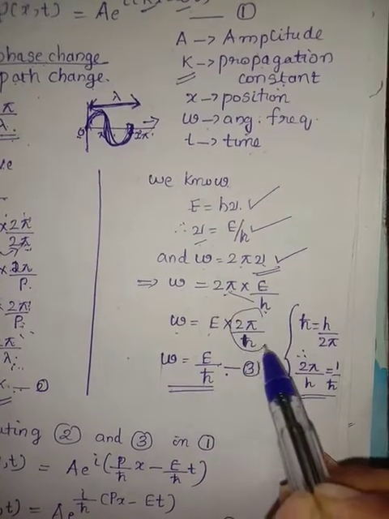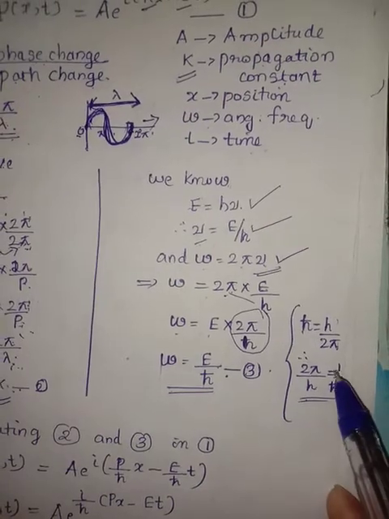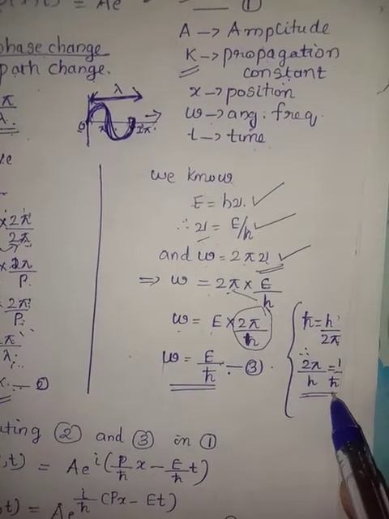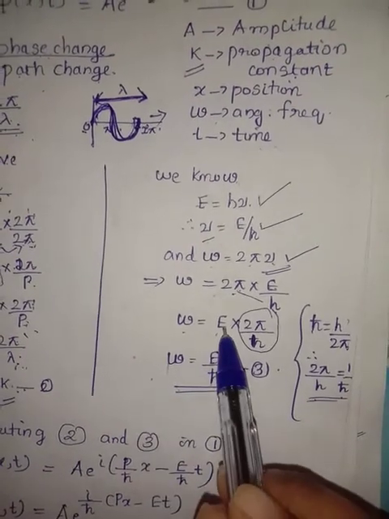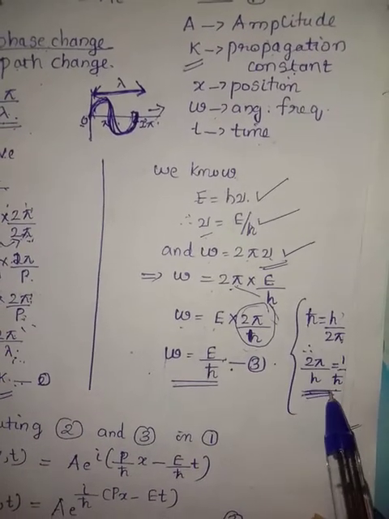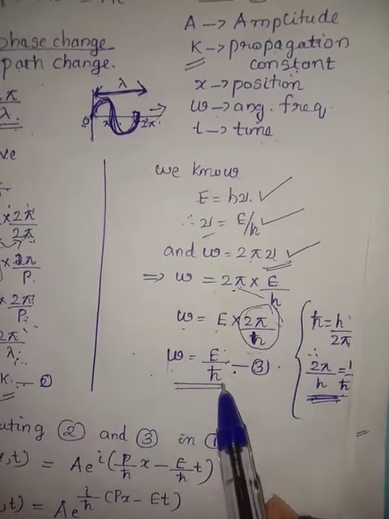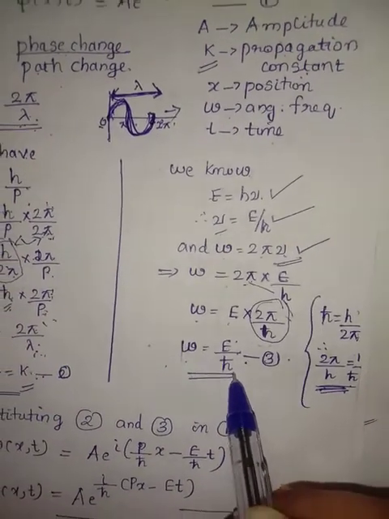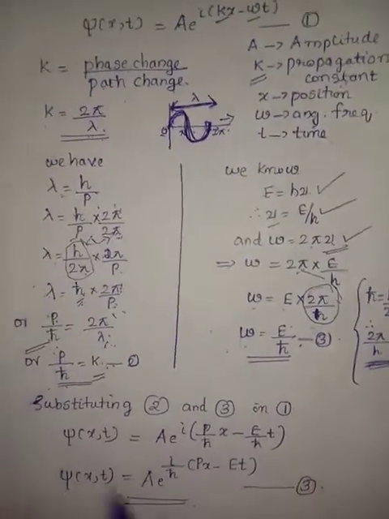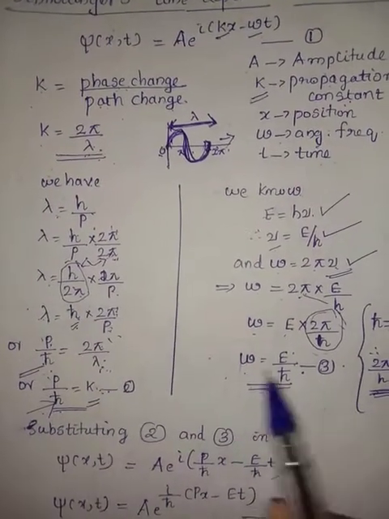What is this 2 pi by h? H by 2 pi is h cut. Therefore, 2 pi by h is the reciprocal, 1 by h cut. So omega is equal to E by h cut. Okay, so we have the substitution: k is equal to p by h cut and omega is equal to E by h cut.